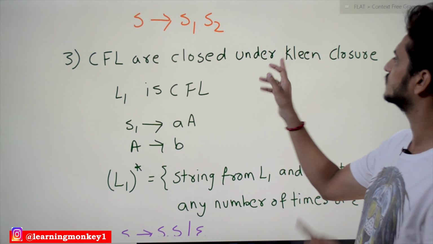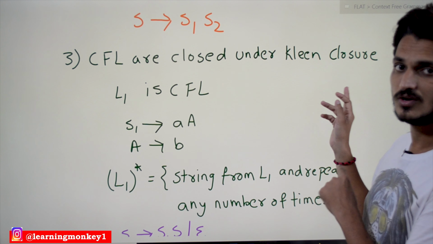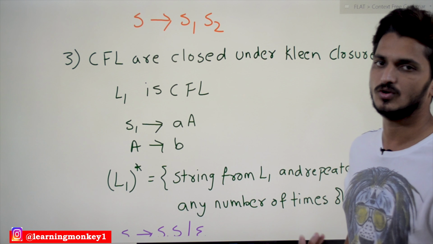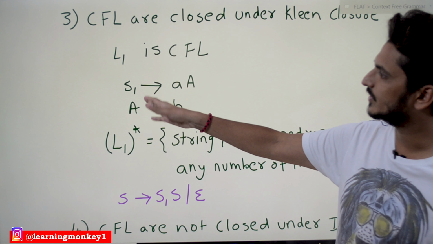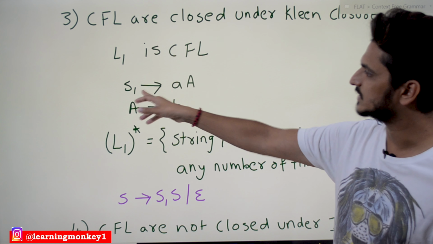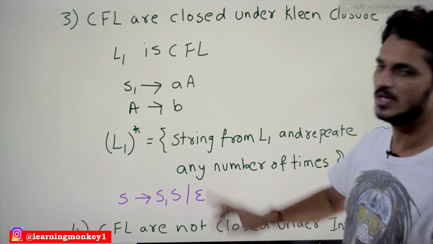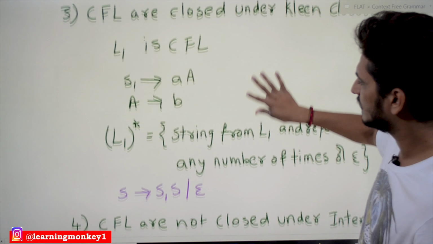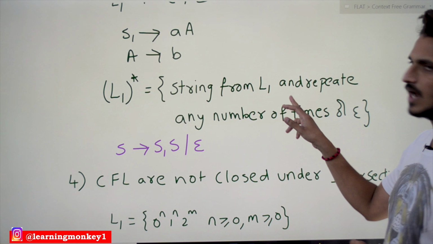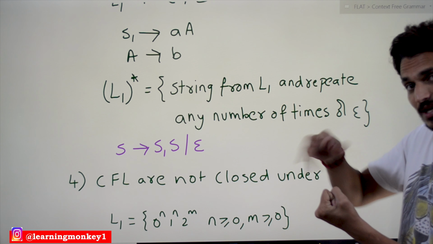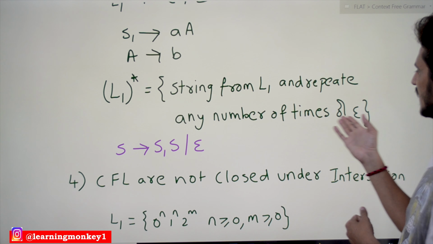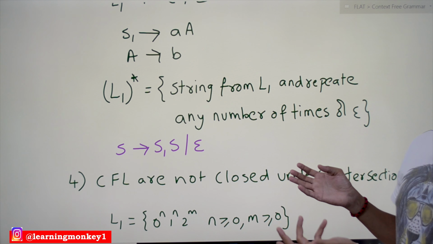Context-free languages are closed under Kleene closure. What is Kleene closure? The star operator, we call it Kleene closure. So L1 is a context-free language. Assume that this is the context-free grammar for the language: S1 tends to A tends to B. L1 star means strings from L1 and repeat. You take any string from L1 and repeat this process. You can take any string from L1 or you can take epsilon. That is what the star operator means.